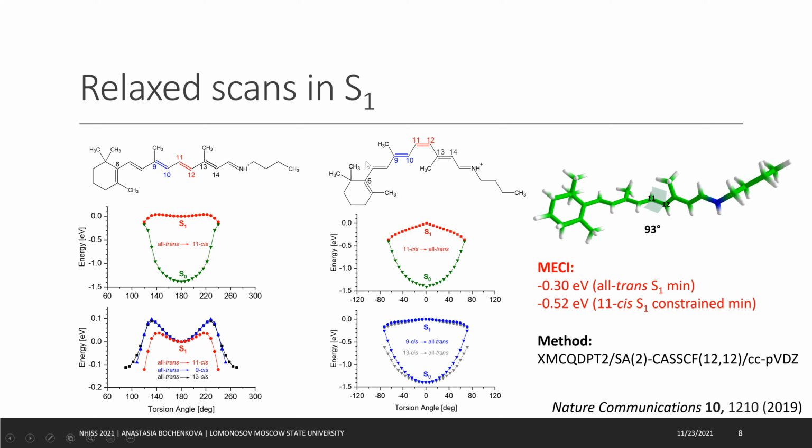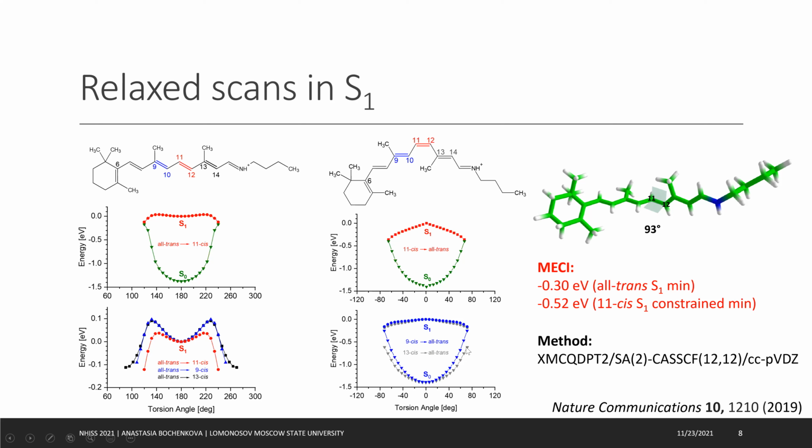Okay, and for the 11-cis chromophore, the potential energy scan looks like there is no barrier. And this is indeed the case. There are no barriers here in the excited state, or at least no barriers at this level of theory that is written on the slide.